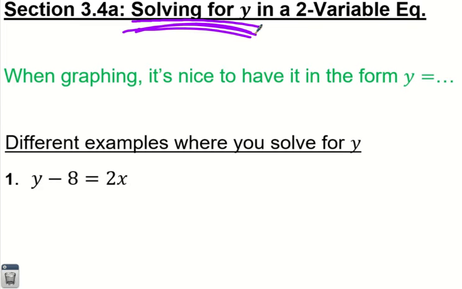So here we go. First, when graphing, it's nice to have it in the form of y equals, and so on. Like we saw in the previous sections, it was always y equals x squared plus 2, y equals x plus 5, y equals negative 3x plus 8, y equals the absolute value of x minus 7, right? It was always y equals and then the rest of the equation. In other words, y was by itself.